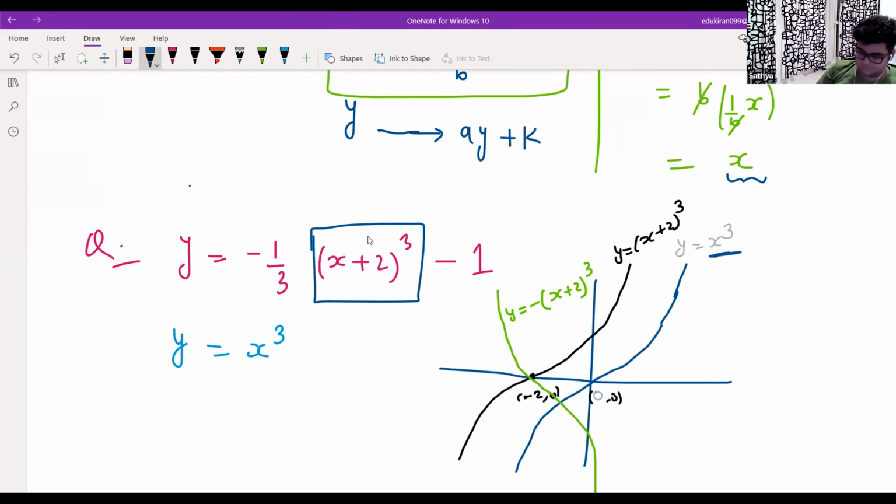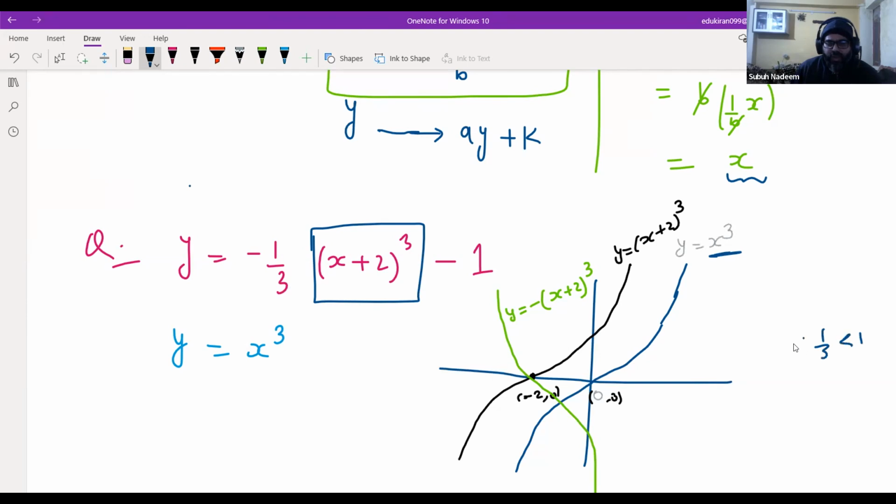So it will be a vertical stretch or compress. Now, what will it be? Stretch or compress? Will it be stretched? No. Since you are multiplying with a value which is less than 1, 1 by 3 is between 1 and 0. So it will get compressed. So the graph will be now like this.